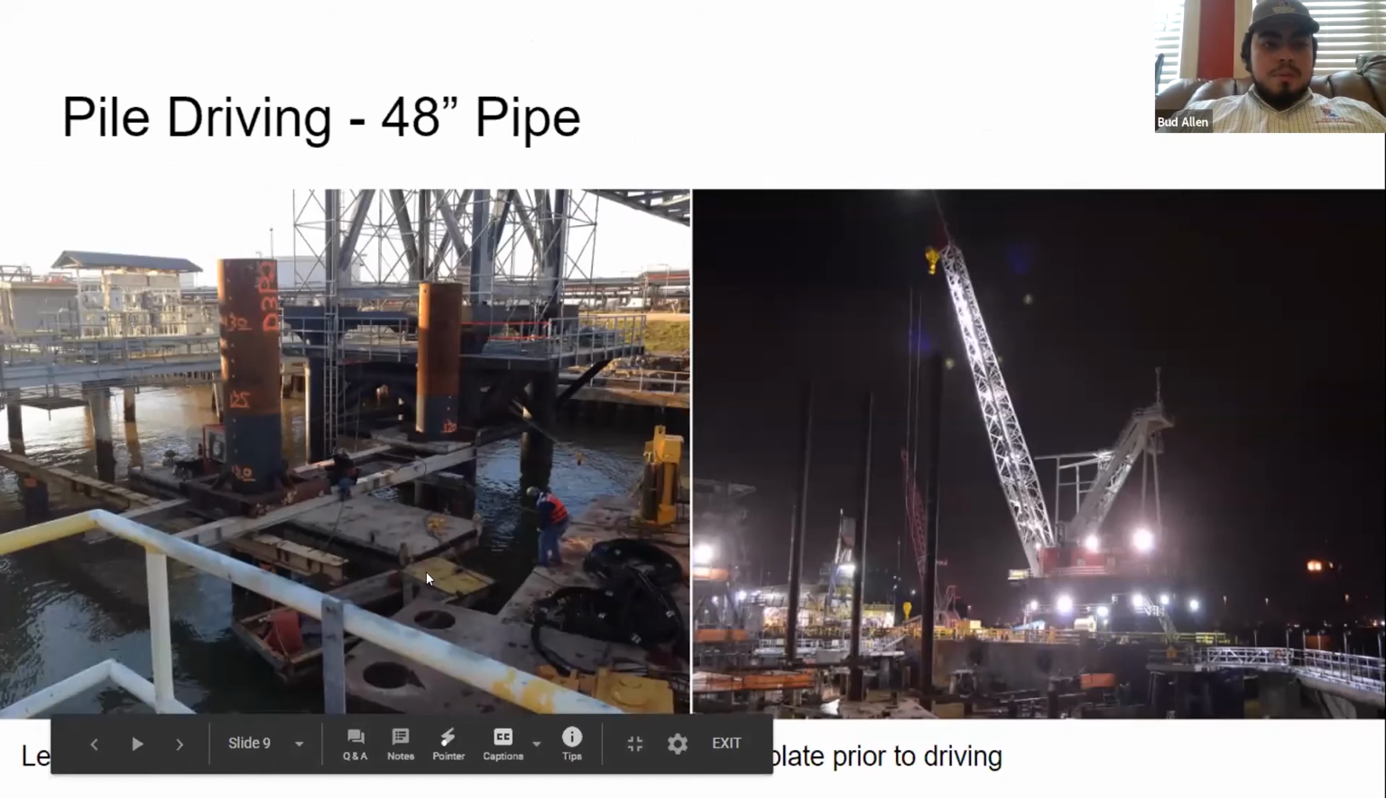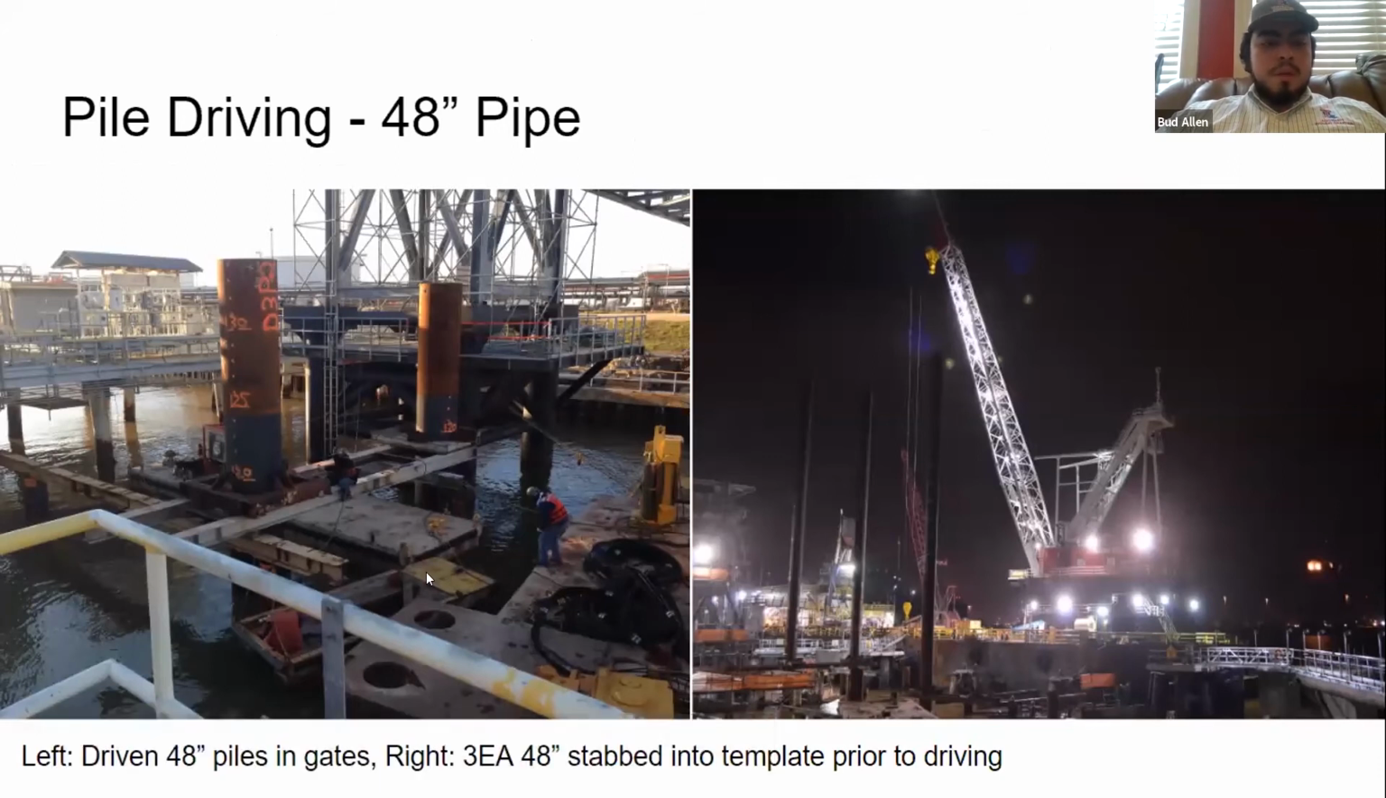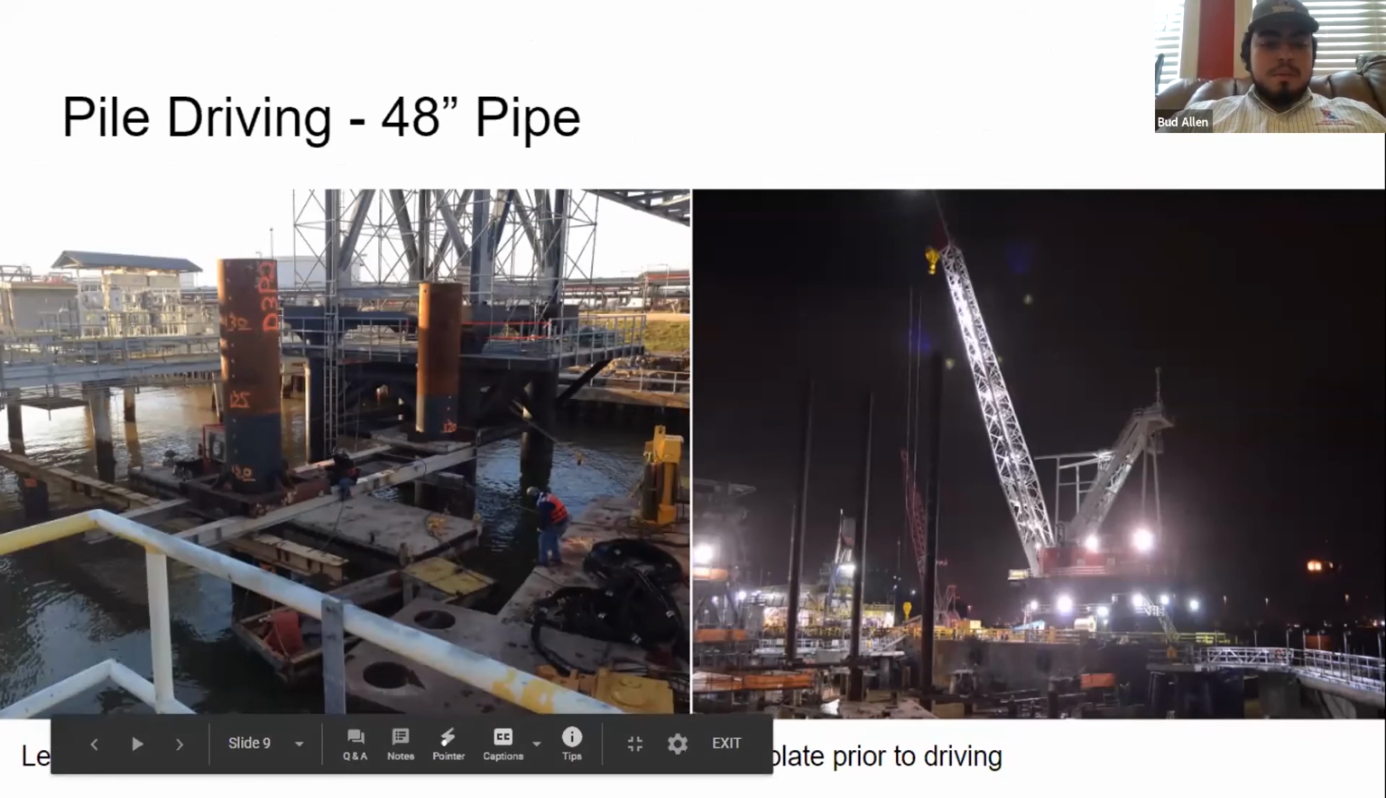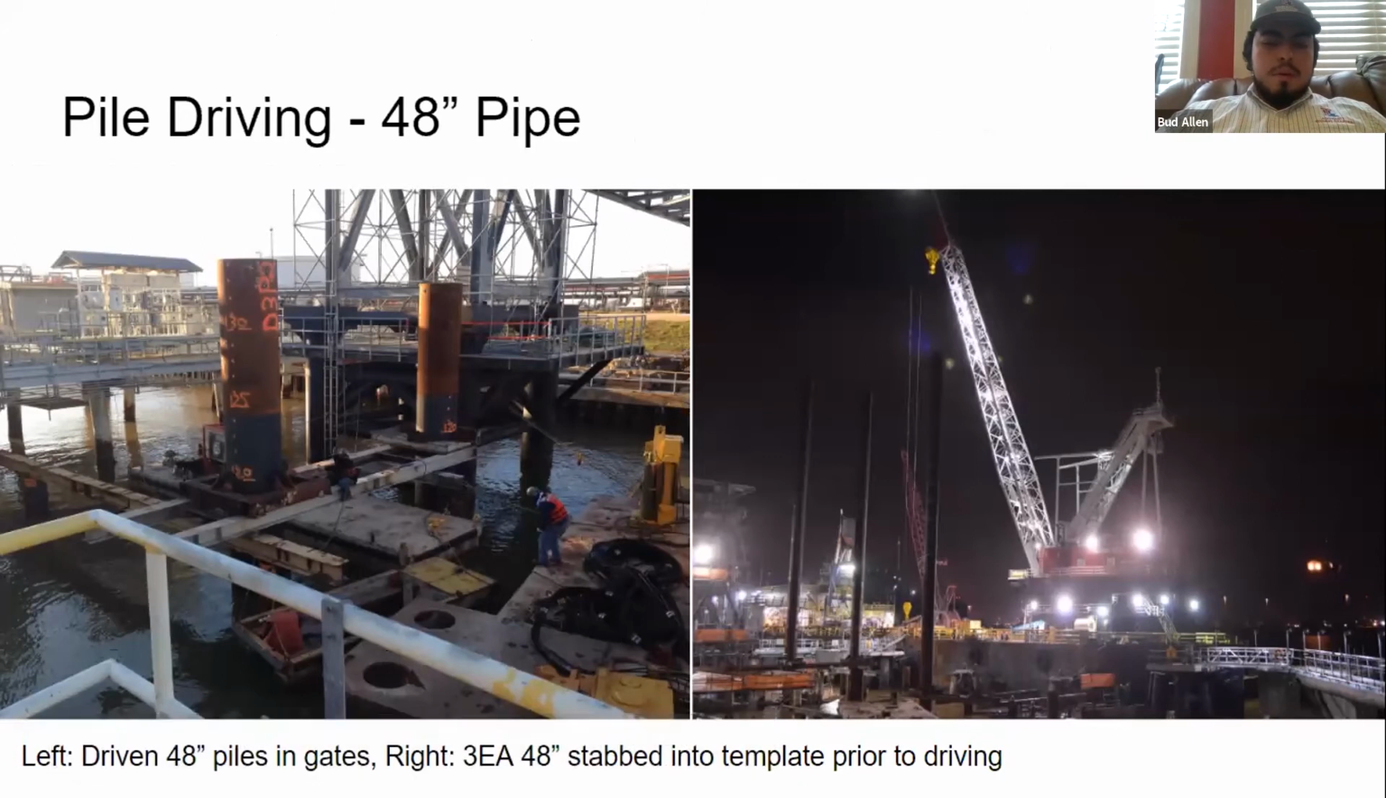These are a couple of pictures to illustrate our construction procedures for driving these 48-inch piles. On the left, you can see a pair of 48-inch piles stabbed into gates, and those gates are sitting on cross beams on soldier piles. And on the right are 3 48-inch piles stabbed into the template immediately prior to driving. Just for the sake of clarity, that derrick barge there is about from boom heel to the top of the tip. She has about as much headroom as that 4100 that we're going to be using.